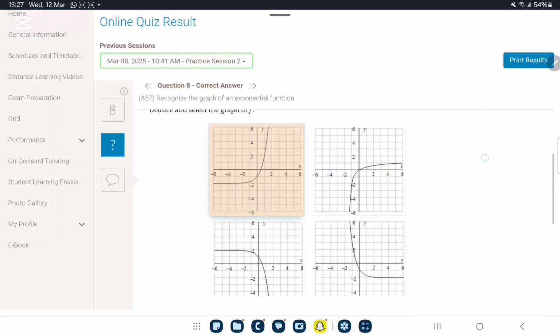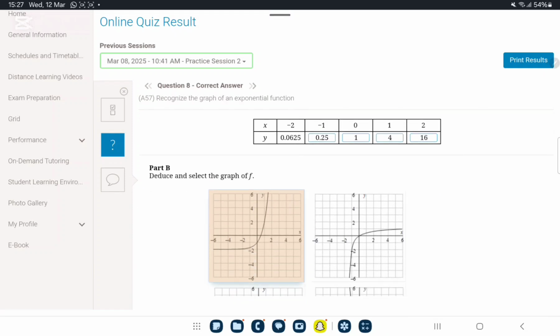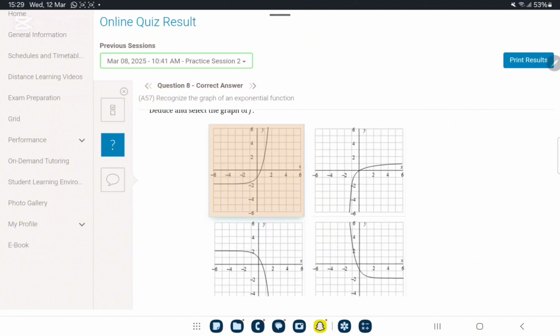And then they want the graph. Now we know that this graph of minus 2 plus 4 to the power of x. So again here they're asking for the graph of minus 2 plus 4 to the power of x. You get a point on the graph, for example x equals 1. So minus 2 plus 4 to the power of 1 equals 4, minus 2 plus 4 equals 2. So the point is (1, 2).